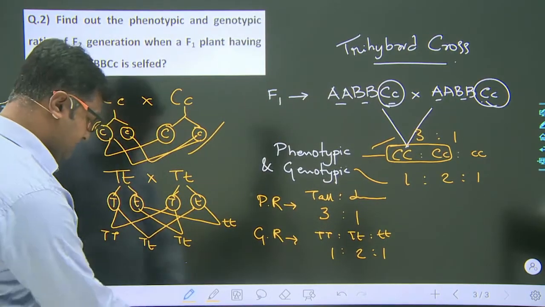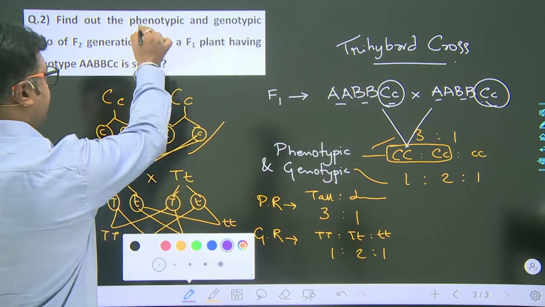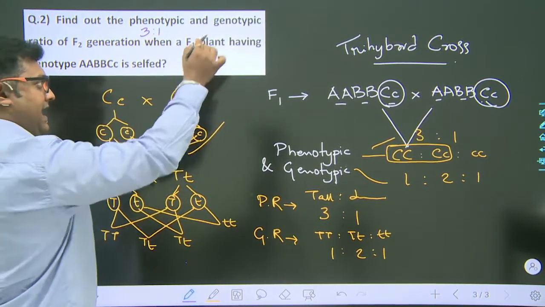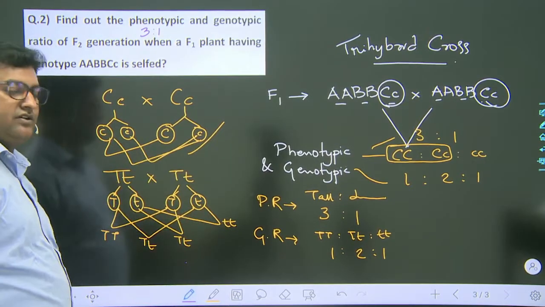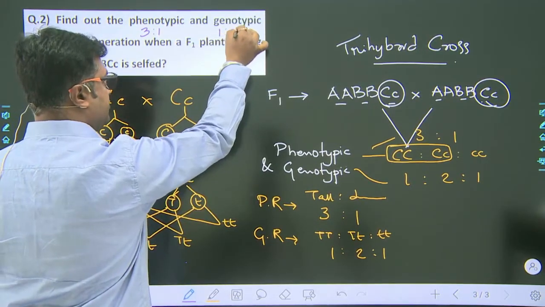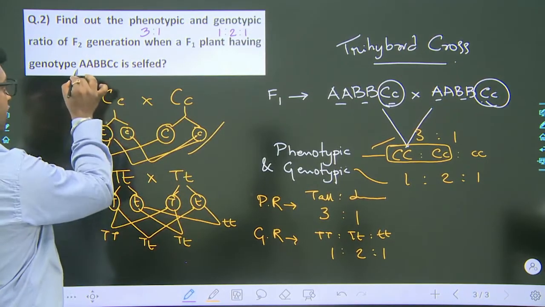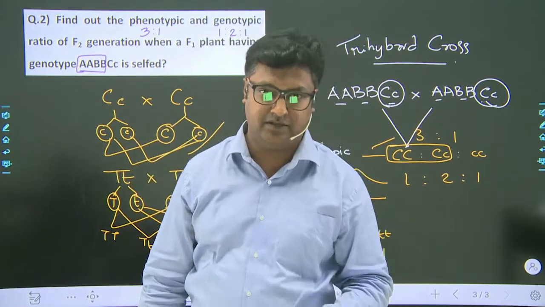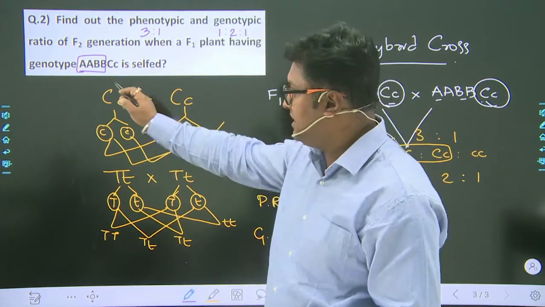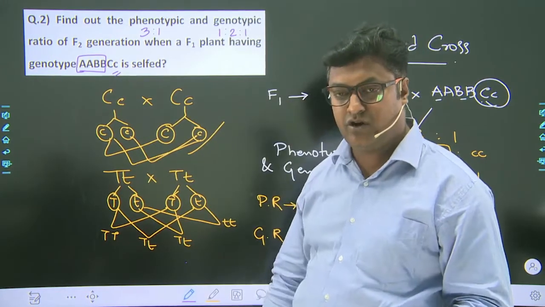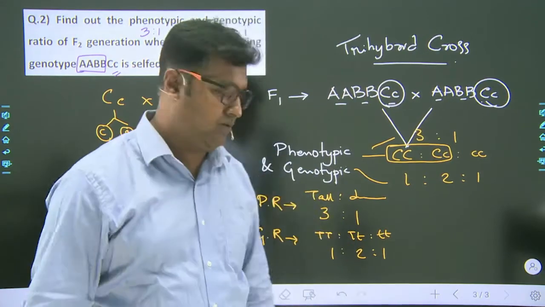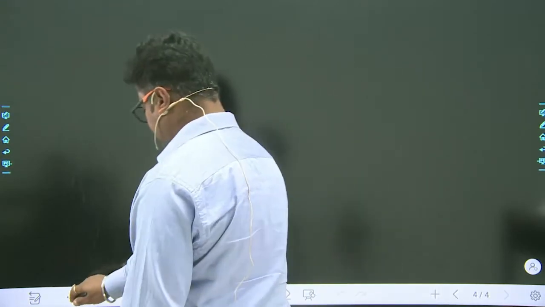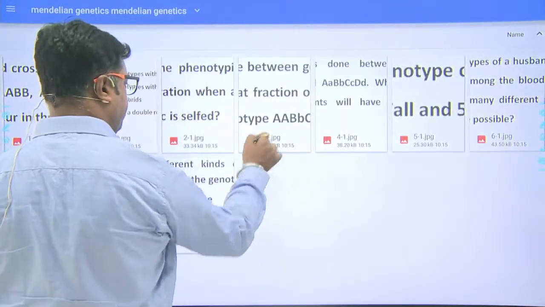So what will be the answers? The phenotypic ratio will be the same as that of a monohybrid cross, that is 3:1, and the genotypic ratio of this particular question will be 1:2:1. Clear? So all this is just for creating confusion in your mind. Clear? So don't get confused, students. Just treat this as a monohybrid cross and the answer will come straightforward. Clear? Now, moving to the next question, that is question number 3.